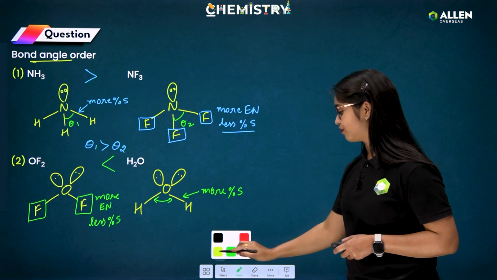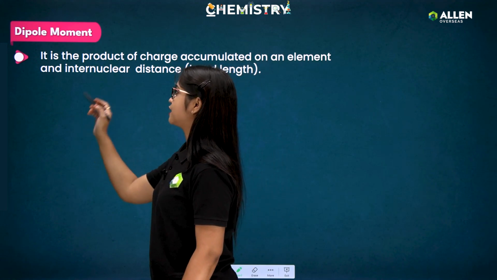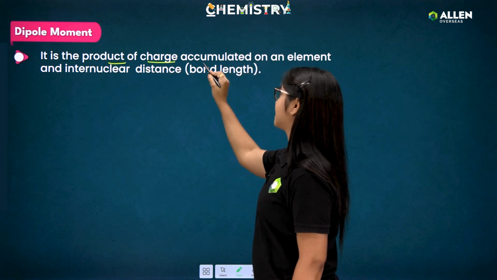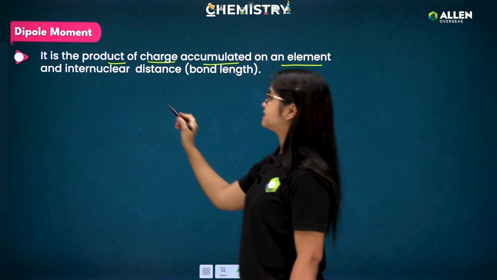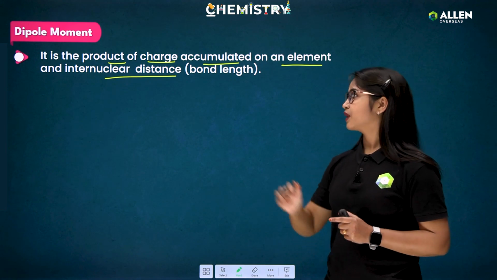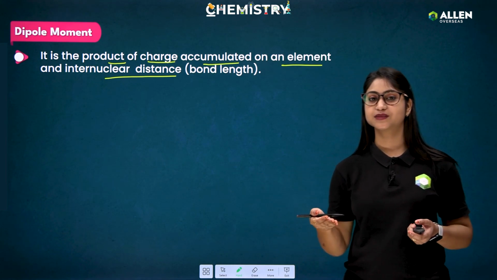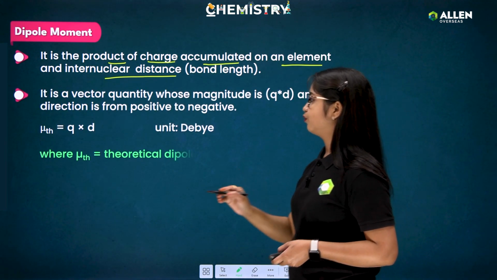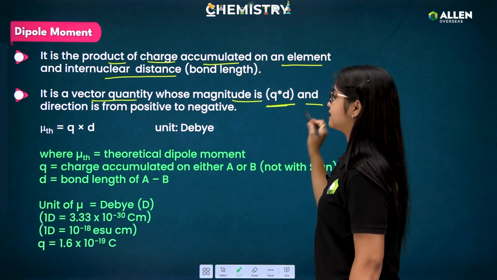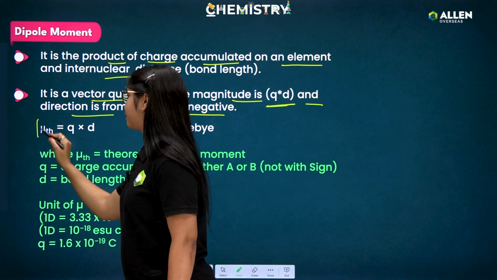Now, let's move forward. Let's see the next topic of chemical bonding, that is dipole moment. First of all, let's see what dipole moment is. Dipole moment is the product of charge accumulated on an element and internuclear distance. Mathematically, dipole moment is the product of charge and bond length, the distance between the nuclei. One more thing, it is a vector quantity whose magnitude is Q into D and direction is from positive to negative.